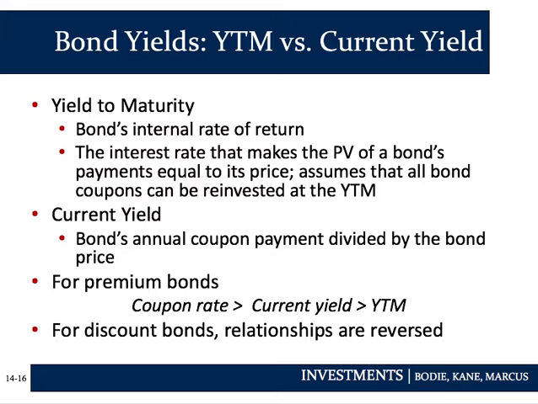The current yield is the bond's annual coupon payment divided by the bond price. So for premium bonds, the coupon rate is going to be greater than the current yield, which is going to be greater than the yield to maturity. And of course, for discount bonds, it is exactly the opposite.